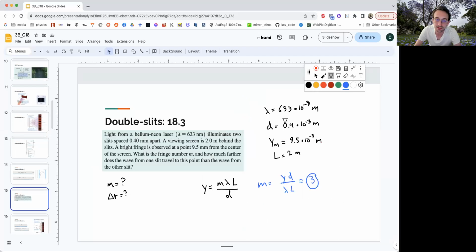And so all we have to do to get our delta R is m times lambda, which is just 3 times this 633 nanometers. And so we get a really small value, 1.9 times 10 to the negative 6 meters. So this is on the scale of micrometers, right? Like similar to microorganisms. And so it's a very small difference in travel length. But it's on the scale of the wavelength of light.